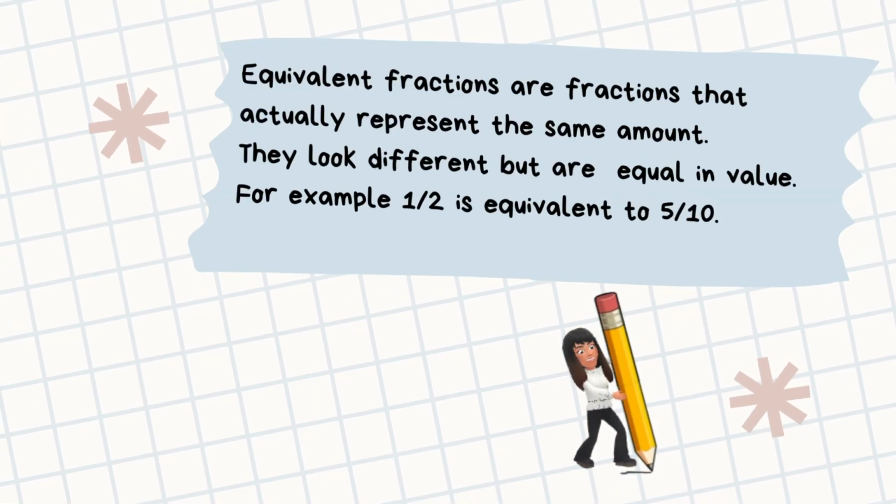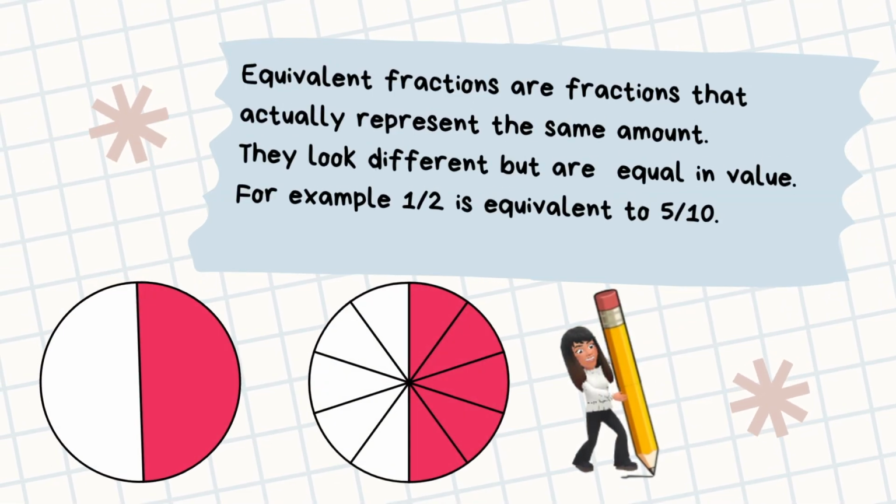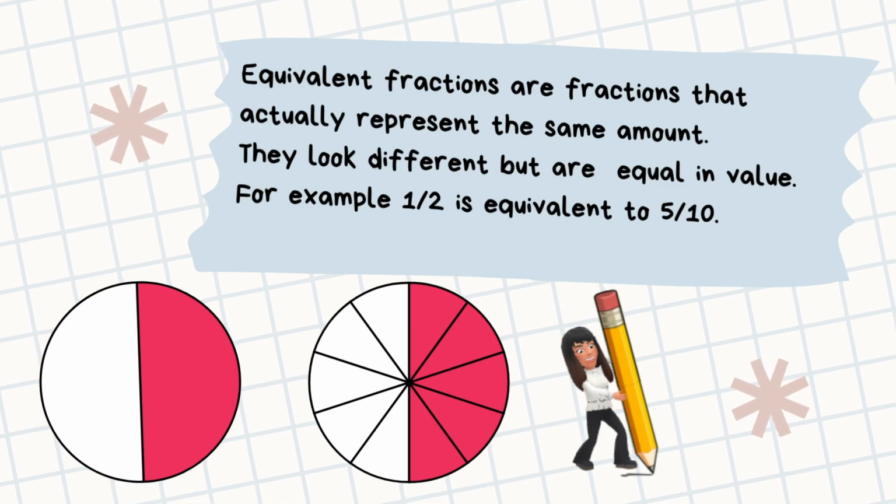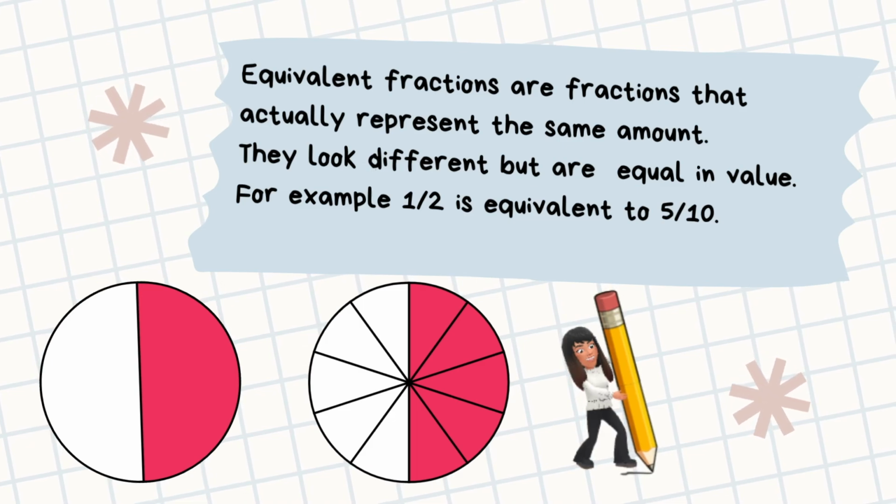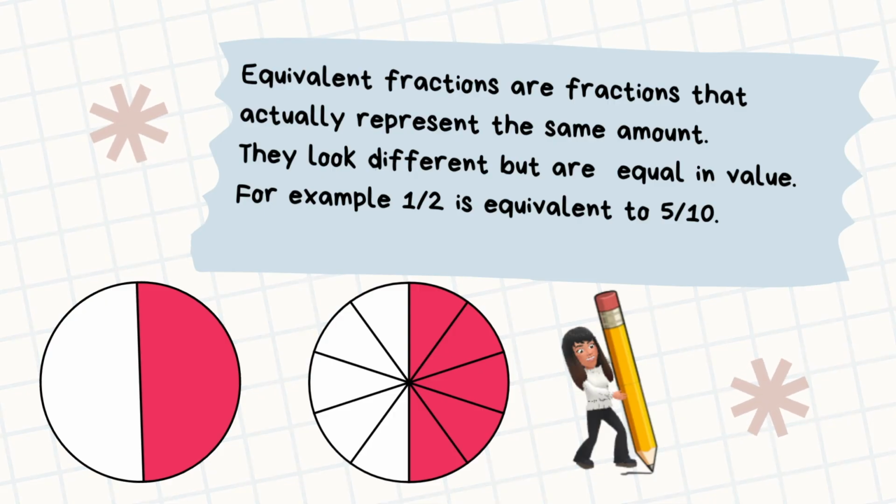Equivalent fractions are fractions that represent the same amount. They look different, but they are equal in value. For example, 1/2 is equivalent to 5/10. The diagram shows 2 circles that represent the same amount. They are just divided into different parts.